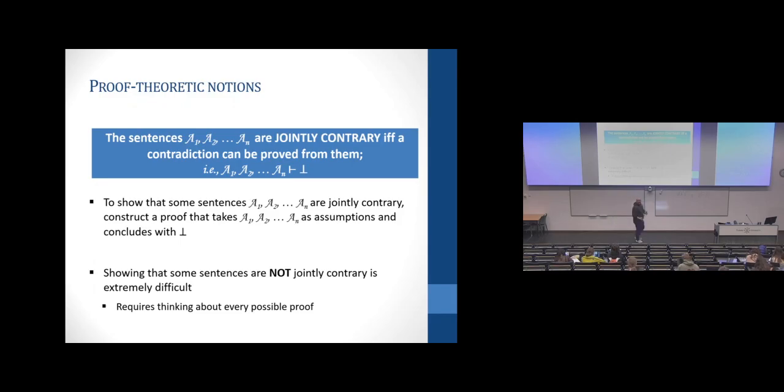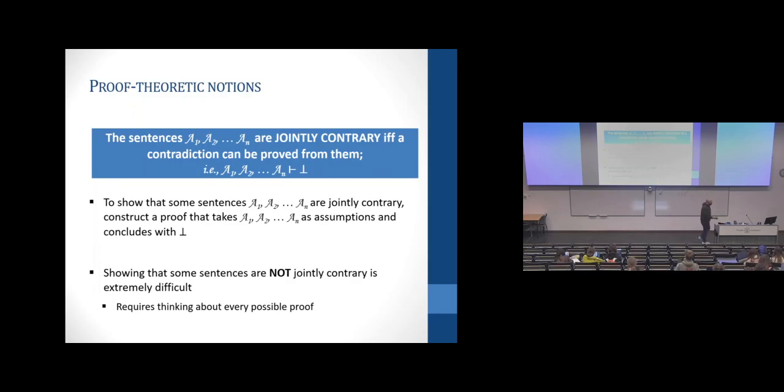So nice, that's kind of cool. Interestingly, just like with the other problems, or limitations rather, I shouldn't really call them problems, our system cannot show that sentences are not jointly contrary. Again, it's the same kind of thing, right? We can't show that these ones taken together definitely don't lead to a contradiction, because there's an infinite number of potential moves that might go on later.